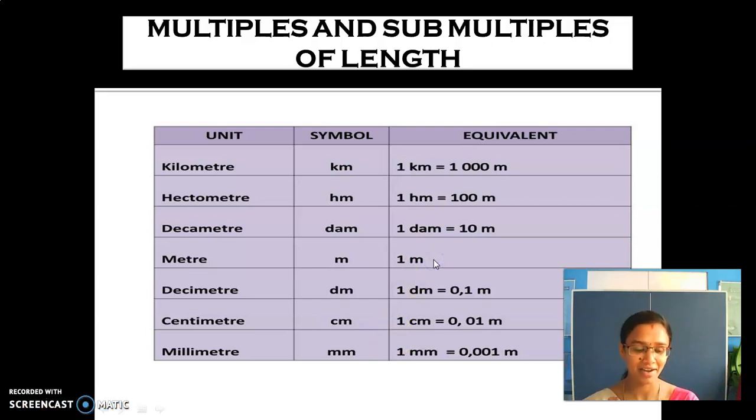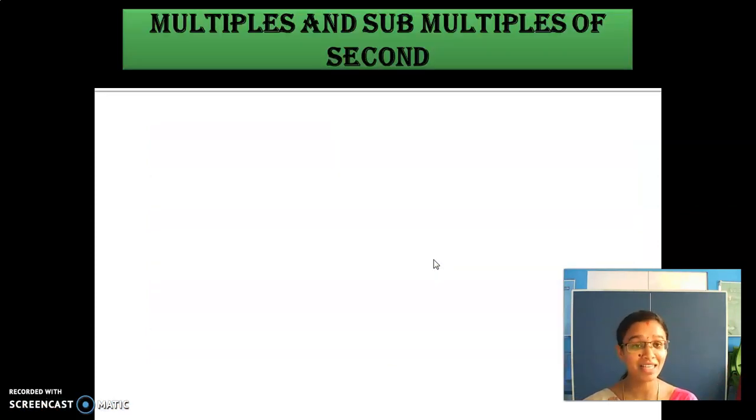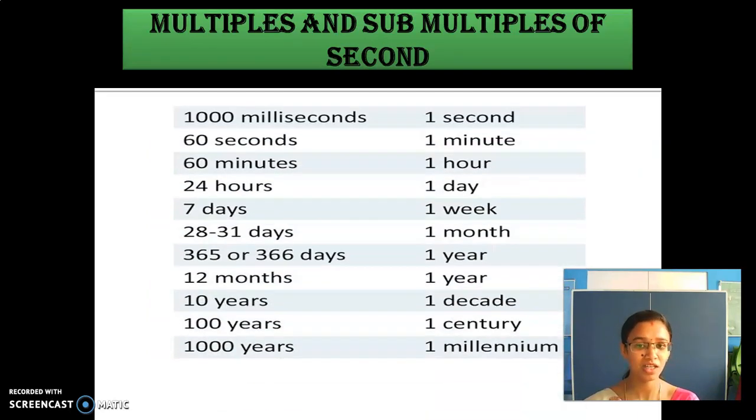Now going to the next one. So multiples and submultiples of second, that is the time. So just have a view of this. Just see here. 1000 millisecond is equal to 1 second. 60 second is equal to 1 minute.